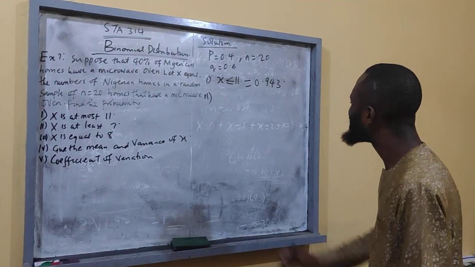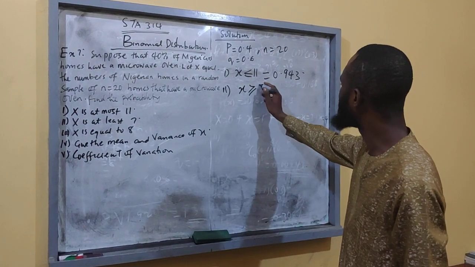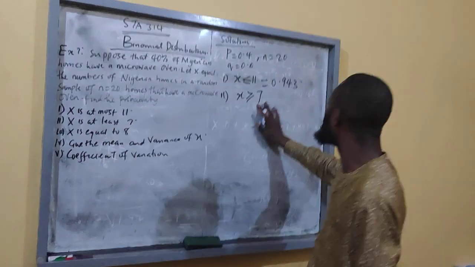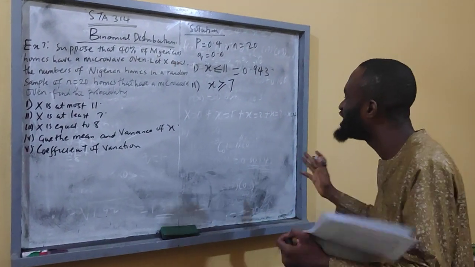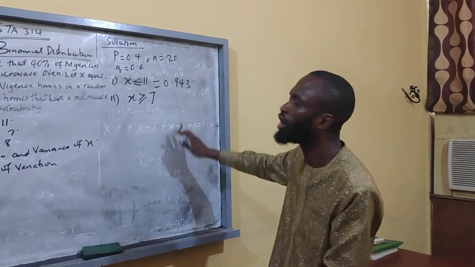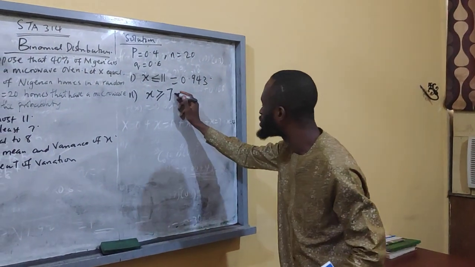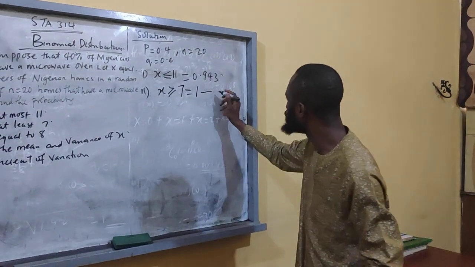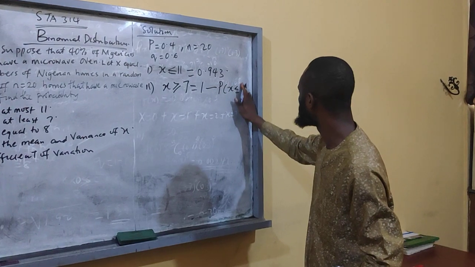Now, for the second one, at least 7. At least means S is greater than or equal to 7. But you cannot get greater than or equal to from the table, because cumulative probability starts from 0 to where you are going. You cannot get greater than, because greater than means more than, is going far. But this can also be expressed as 1 minus the cumulative probability of X less than or equal to 7.